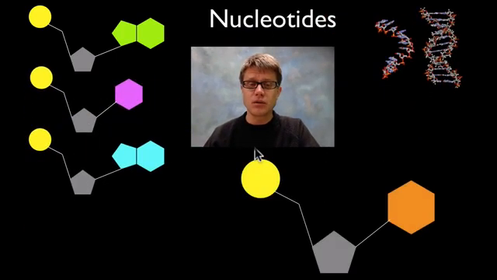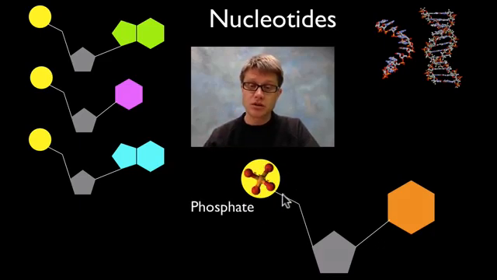So let's look specifically at one. This is one nucleotide right here. A nucleotide is made up of three parts. We've got a phosphate group. That's going to be pictured right here. It's phosphorus in the middle and then oxygen around the outside.